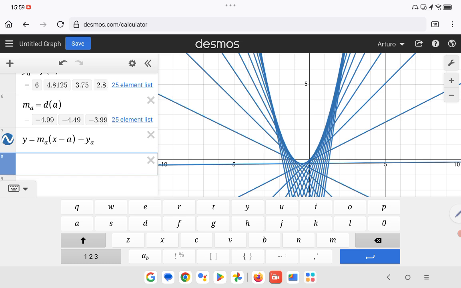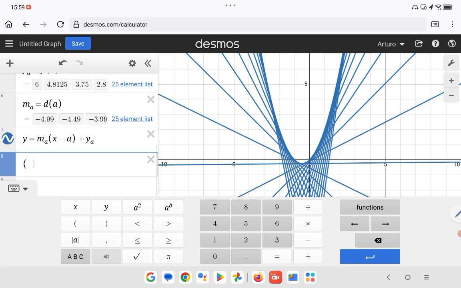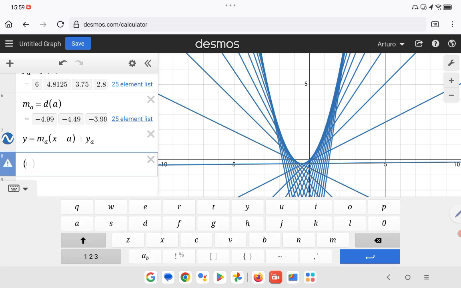But if we would like to see the tangent points, well, we create all of these points, a, comma, and then y of a. And then we have it, all the tangent points of all these tangent lines to this quadratic equation. And that would be all for today.